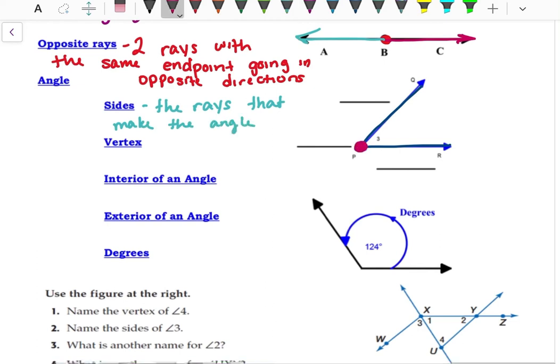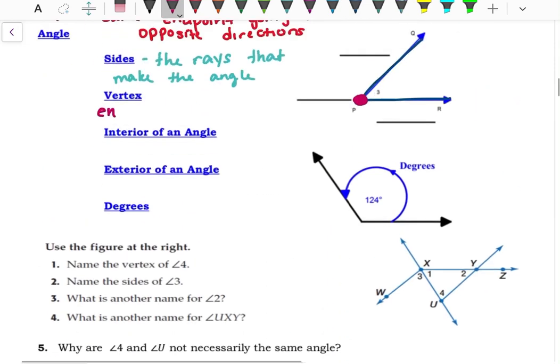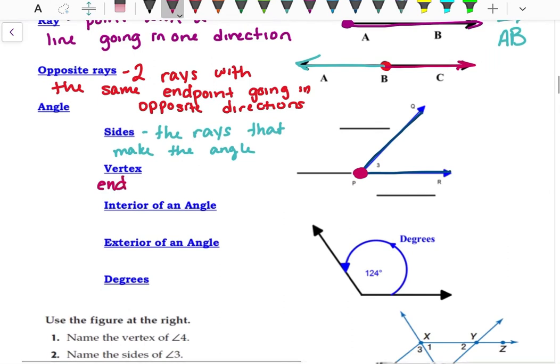The vertex of the angle is going to be the endpoint of the two rays that are going off in either direction. In this case, it's point P. So our vertex is the endpoint of the rays. It's this point where the rays come together.